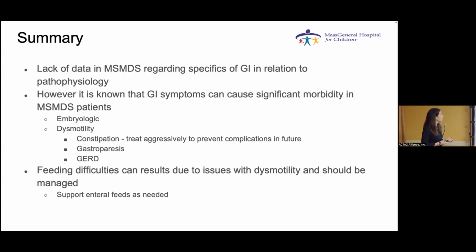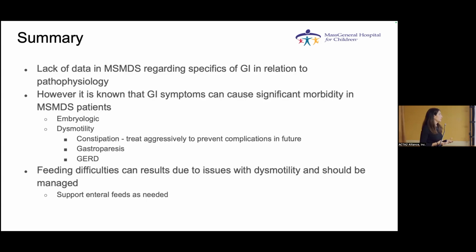We do know that it can cause a lot of morbidity embryologically with the malrotation. Dysmotility is the main issue, and constipation, from what I've seen, is really the mainstay in terms of symptomatology. I always advocate for more aggressive treatment with constipation. That prevents complications in the future because we don't want issues with stretching of the colon where the colon doesn't work as well, and then we're really stuck.